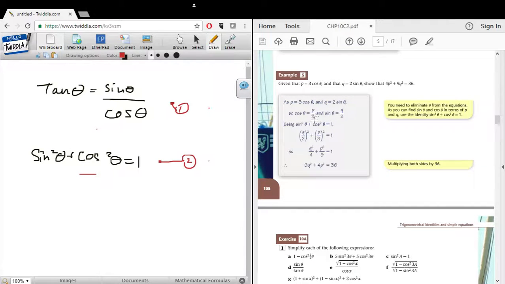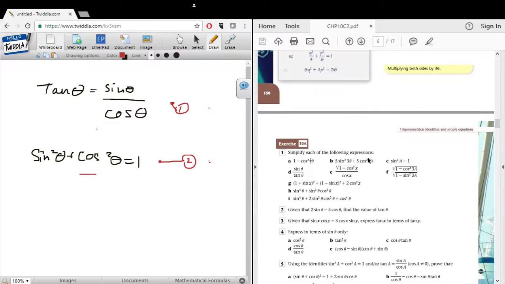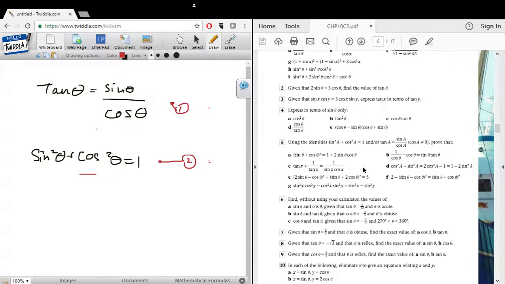And here you can see all that's happened is just some simple rearrangement, and then the values have been substituted into the identity here, identity 2, and you can see they've been squared, and then everything has been multiplied by 36 to remove the denominators, which gives us the equation that we have been asked to find in this particular example. And some more exercises for you to play around with.